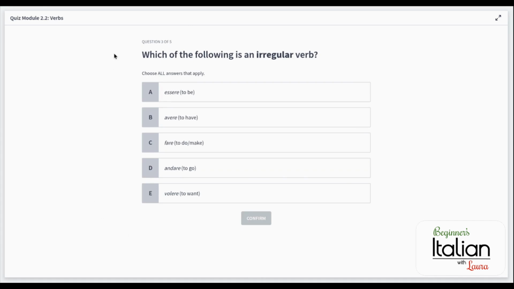Number 3, which of the following is an irregular verb? Choose all answers that apply. A. Essere, to be. B. Avere, to have. C. Fare, to do or make. D. Andare, to go. Or E. Volere, to want.